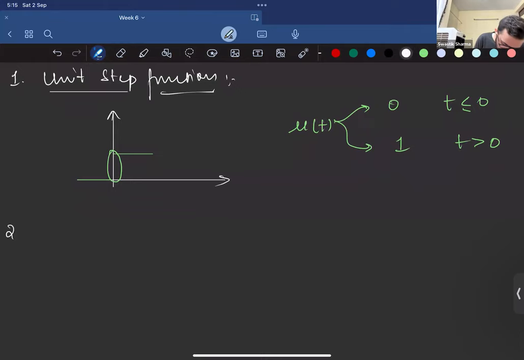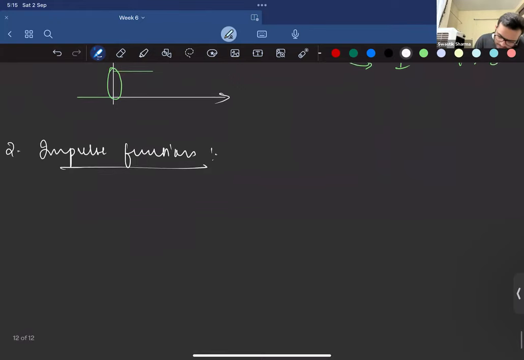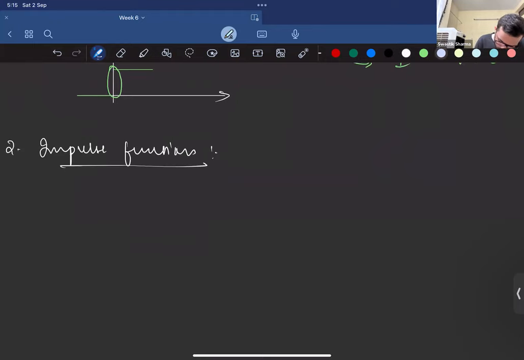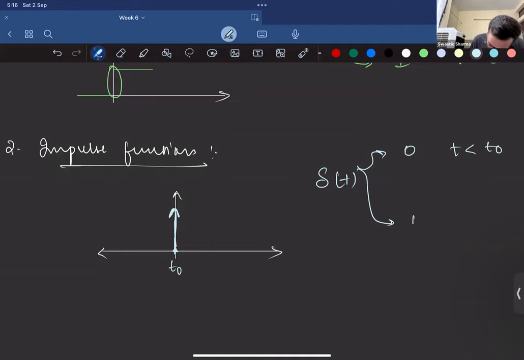Okay, so there's one more function. It's called the impulse function. So in the impulse function, it's nothing but a point at which there is an undefined value occurring, right? Let's say this is some point t naught. An impulse function is generally denoted by delta, and it's also called a delta function. So it's 0 for t less than t naught. It's also 0 for t greater than t naught. But at t equals t naught, it's undefined.